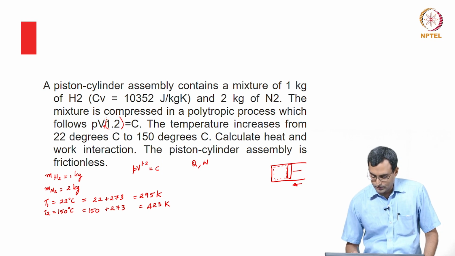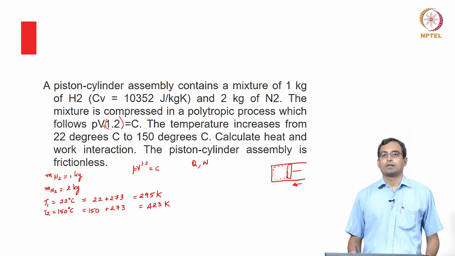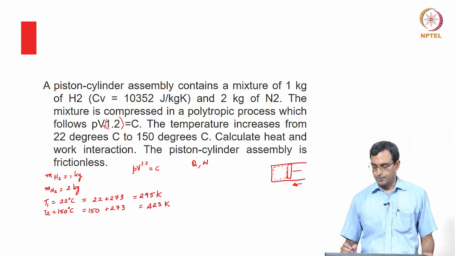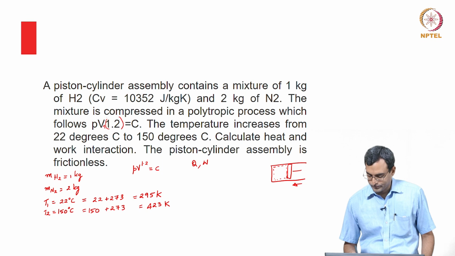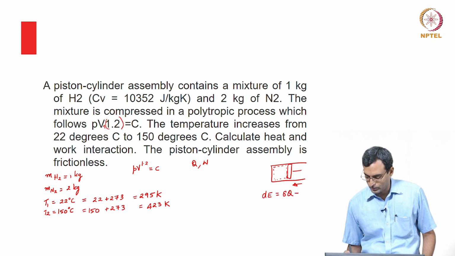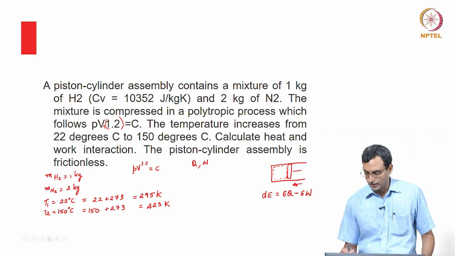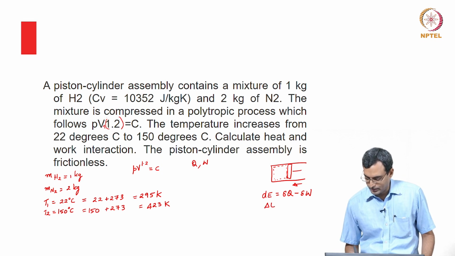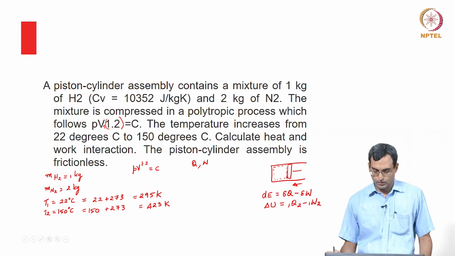So, let us write down the first law for this. We are assuming that there is no potential or kinetic energy change, because this piston cylinder arrangement is stationary. So, we would normally write this as del E is del Q minus del W. I can consider E to be U because there is no other change. Writing in the integrated form, it will give me delta U is essentially. So, this is something which I would know.